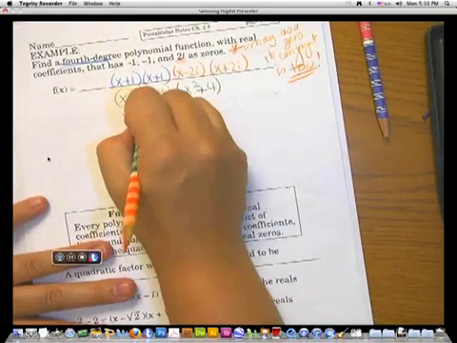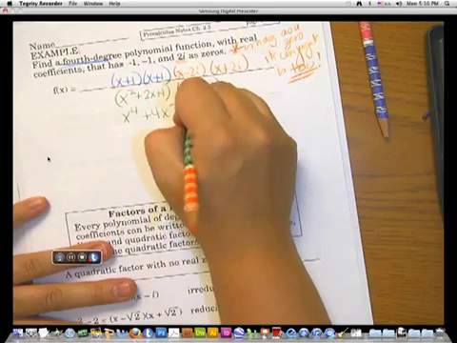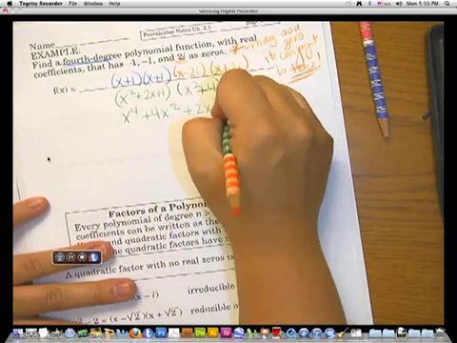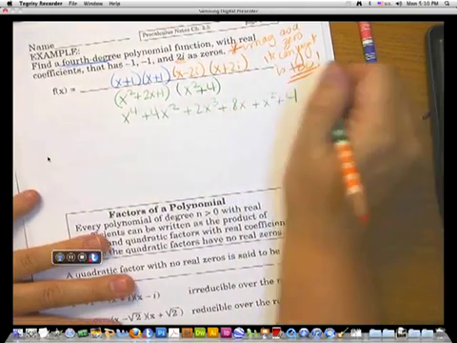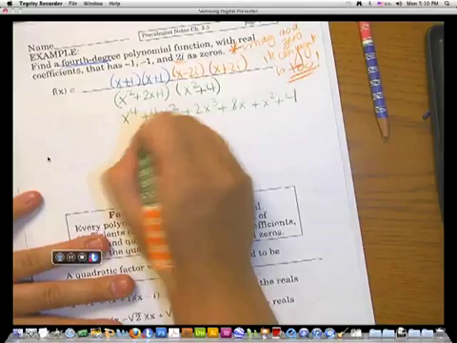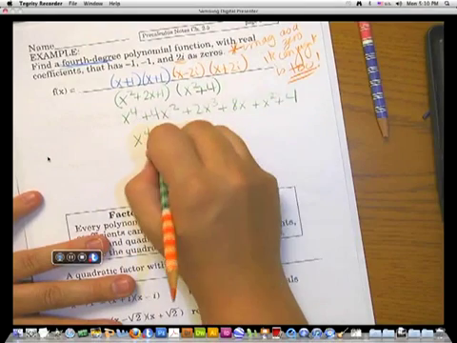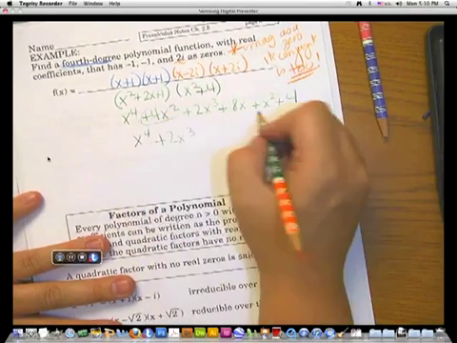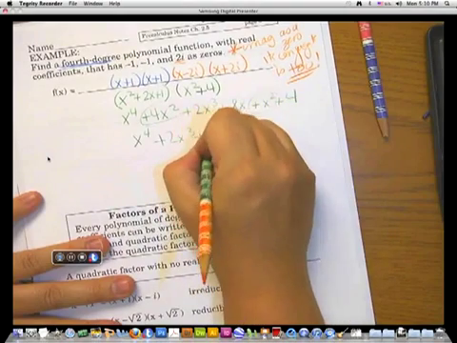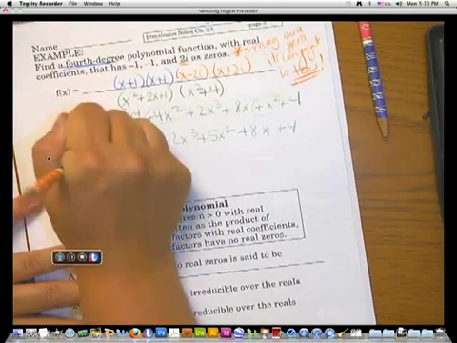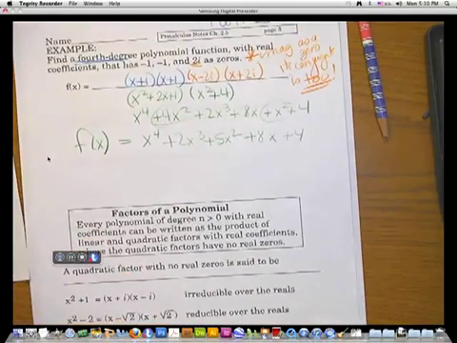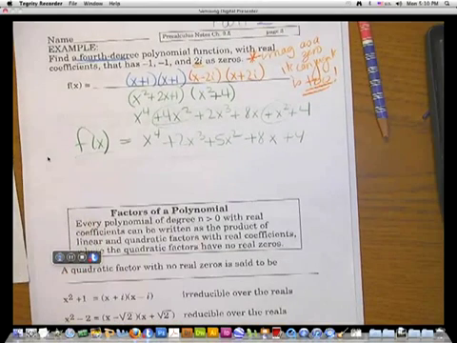Distribute again. So we're going to get x to the fourth, 4x squared, 2x cubed, 8x, plus x squared plus 4. Combine our like terms: x to the fourth, 2x cubed, yes, please make sure you're putting them in the proper order, 5x squared, 8x, and 4, all equal to our f of x. So when you are asked to write an equation, please make sure you put f of x, because I'd hate to take a silly point off because you didn't write it in its complete form.